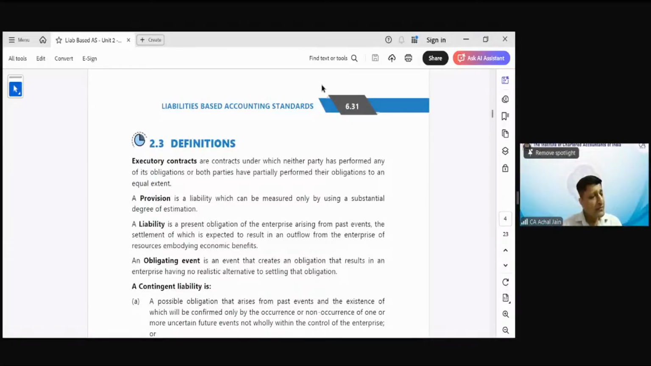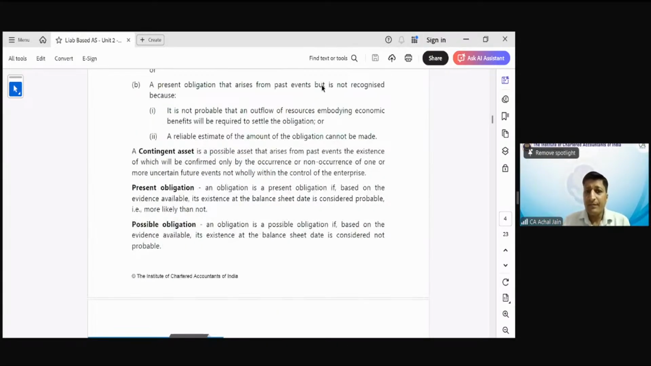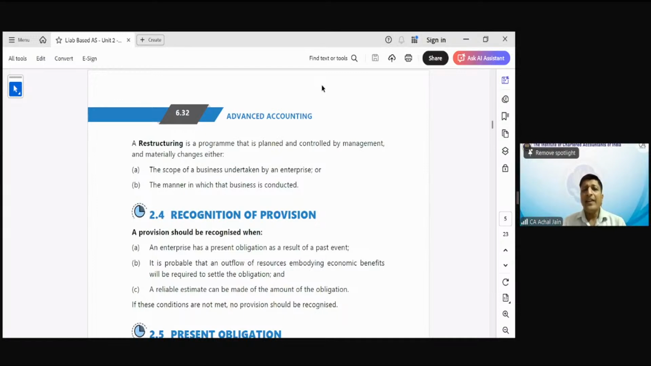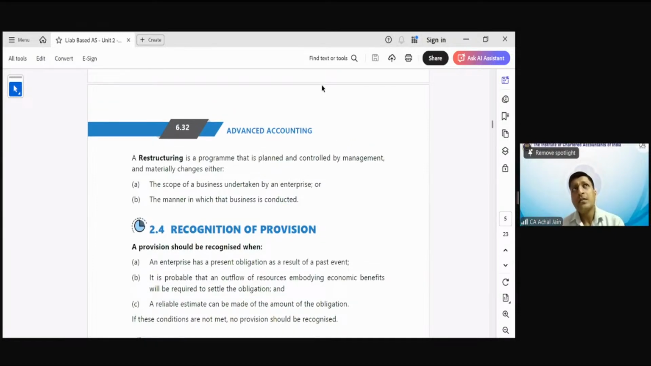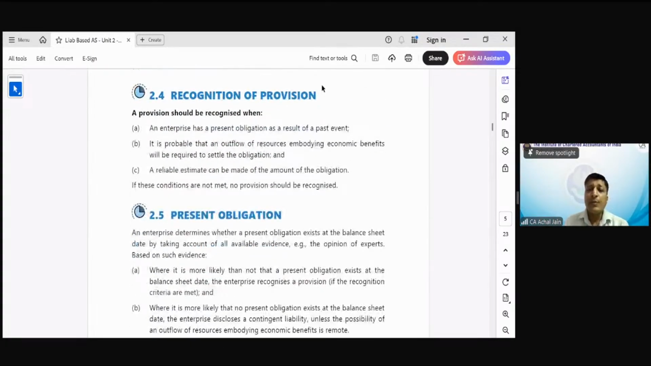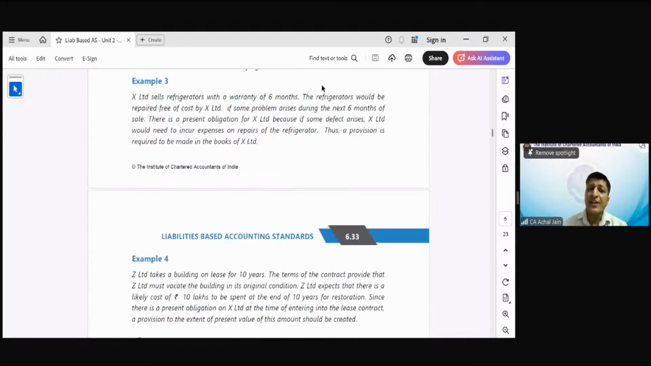So the first aspect which the standard talks about is the meaning of a liability. In relation to a liability, there's a definition, and that definition requires that there should be a present obligation. There should be a present obligation. Now, what is the meaning of this present obligation? Let's try to understand that.